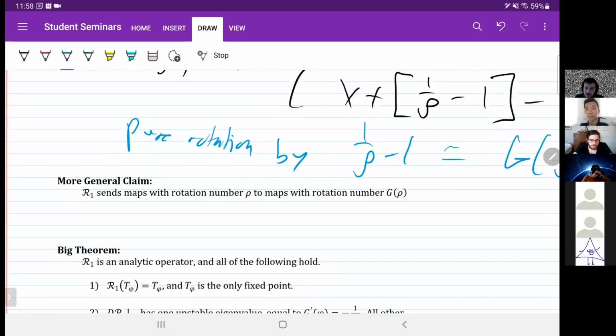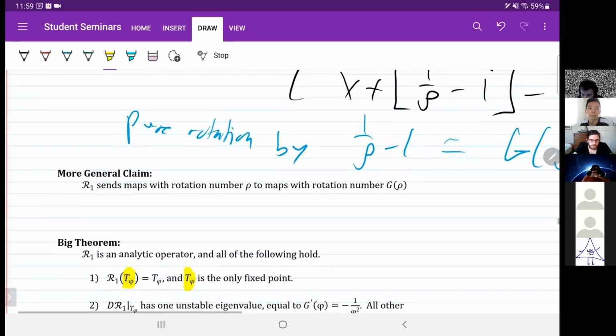This theorem applies in almost any case where dynamics appear, where renormalization appears in dynamics. So first off, renormalization has a fixed point. The fixed point is the rotation by the golden mean. And it's the only fixed point.